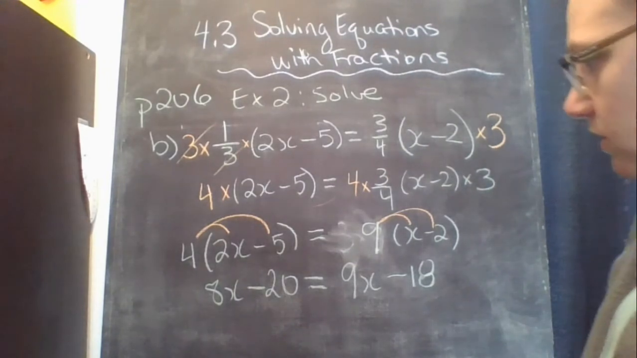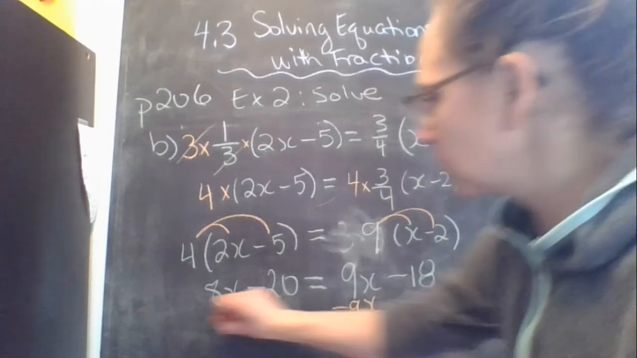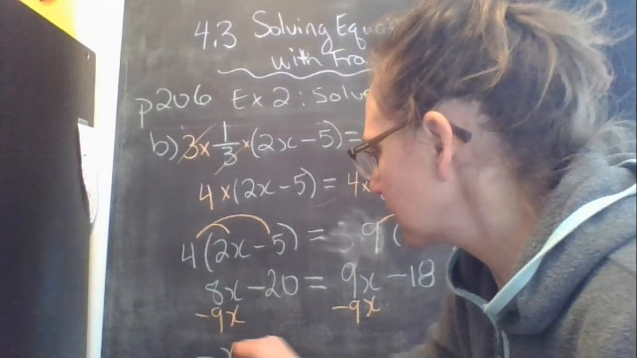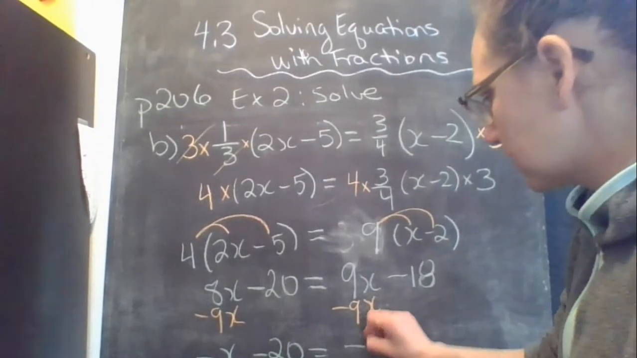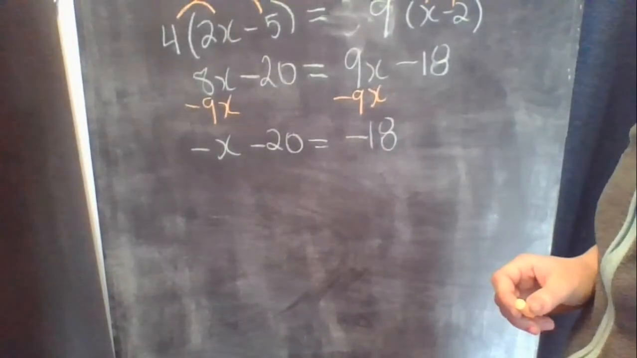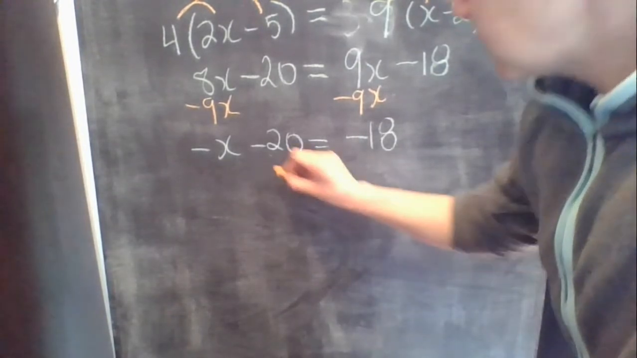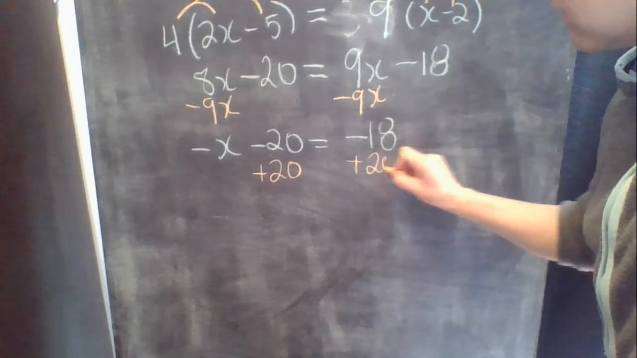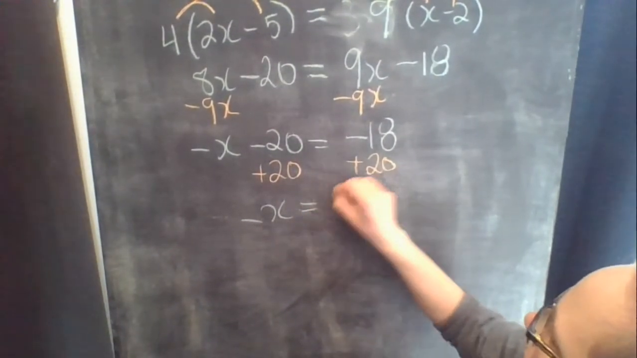What do we have next? So let's get our things grouped together. So it's minus 9x from both sides. 8 minus 9 gives me a negative x. Minus 20 equals, those guys are gone, negative 18. Move the 20 over to join the 18. So let's plus 20 to both sides because that's the opposite of minusing. And what do we got? Negative x equals 2.